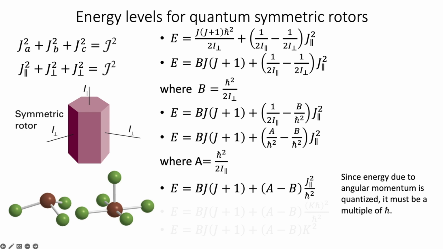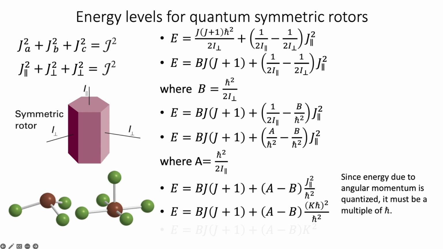But we know that energy due to angular momentum has to be quantized. We've already figured this out. It's energy. Energy is always quantized. So it's got to be some multiple of h bar. So because that's some multiple of h bar, we're going to substitute in, instead of j parallel squared, we're going to call that k h bar, right? So instead of j parallel, it's k h bar. And so we substitute that in where basically k is an integer. So this is an integer multiple of h bar. And that whole thing is squared.